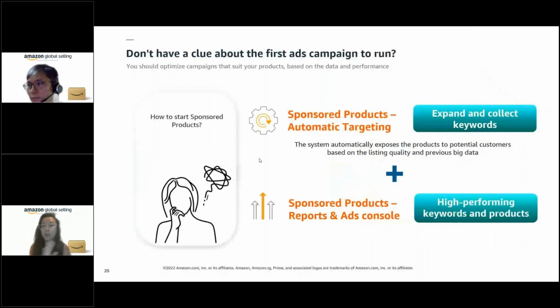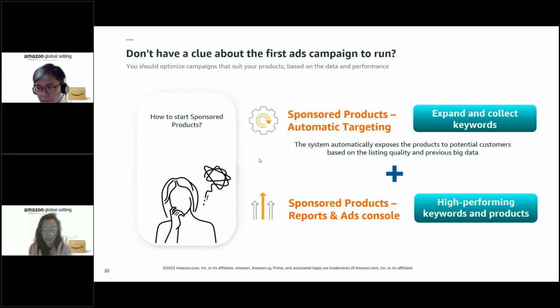If you have no clue about the first ad campaign to run, this is how we will structure it. Firstly, we recommend our sellers start with sponsored products automatic targeting. Automatic targeting is where you just let Amazon do the heavy lifting for you. Here is where you want to expand and collect your keywords related to the product you're selling. The Amazon system automatically exposes the products to your potential customers based on your listing quality, and also based on what it thinks are the correct keywords for you.